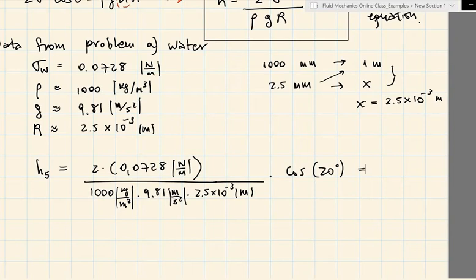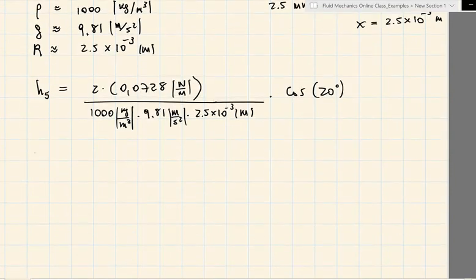I'm computing on my calculator, on my phone actually, so give me a second. I'm going to write it down here. So H5 for water would be 0.005. Again, I'm writing a comma. I'm sorry, it should be a point, a dot. So 0.0056 meters, which is exactly 5.6 millimeters.